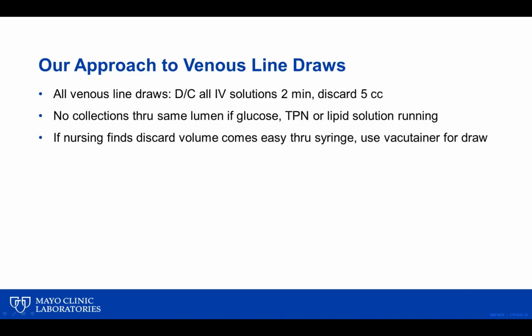One deviation for this procedure is the collection of blood culture tubes. So for these collections, we do not flush the lines or discard any blood volume. And remember that for venipuncture, vacutainers are not to be used per CLSI guidelines.